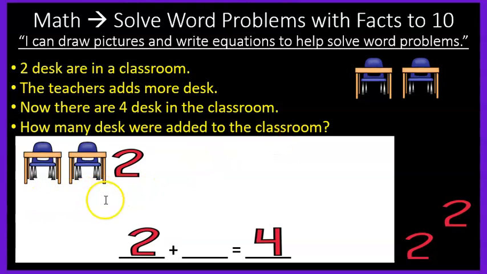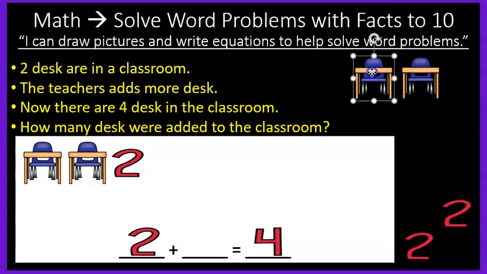Now look, we have to add some more desks here to equal 4, okay? Because this is really what it's telling you. We start at 2, we end at 4, okay? Now watch me. We're going to have to put more desks here at the bottom. Now, let's count with me, okay? Here we go now. We're going to start at 2.